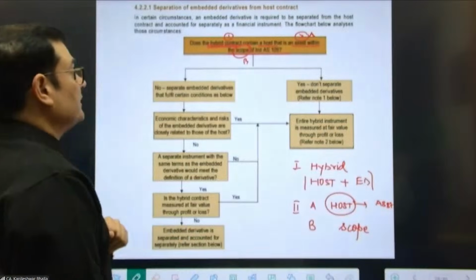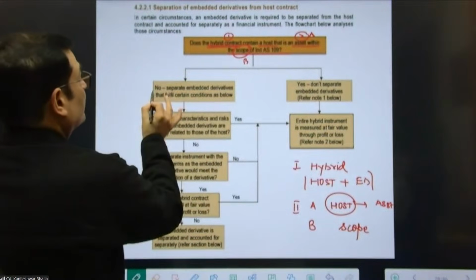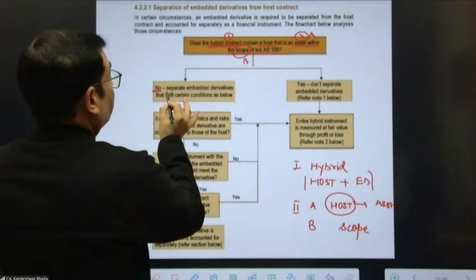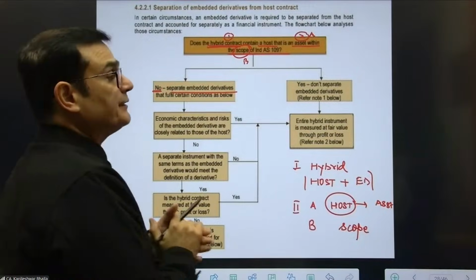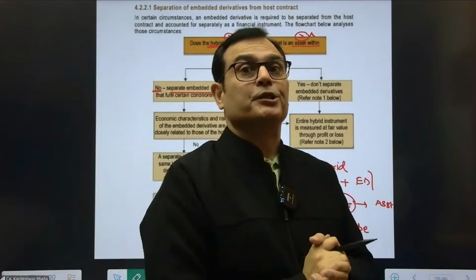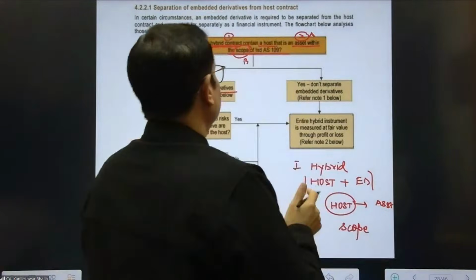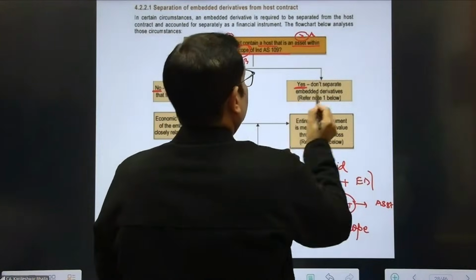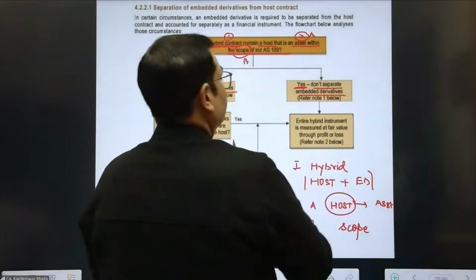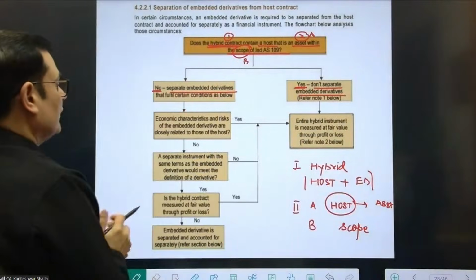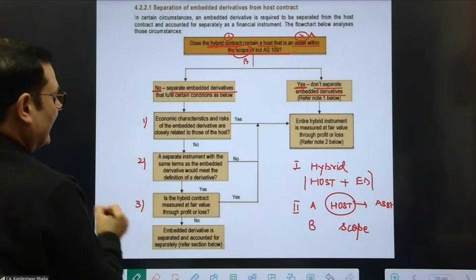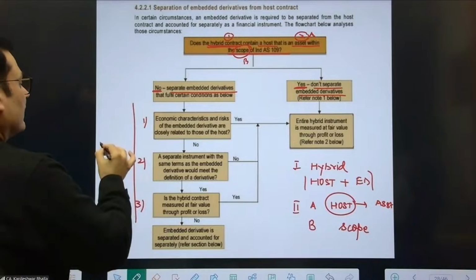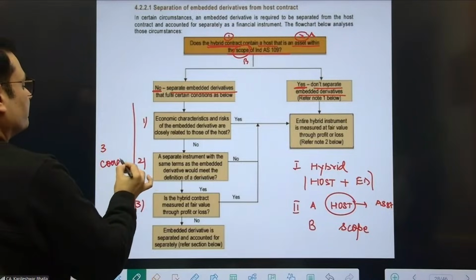Now the answer could be a yes or no. If you say no, separate the embedded derivatives, provided certain conditions are met. If you say the answer is yes, then don't separate the embedded derivatives in this case. So these are the conditions: condition 1, condition 2, and condition 3. These are the three conditions which are given.